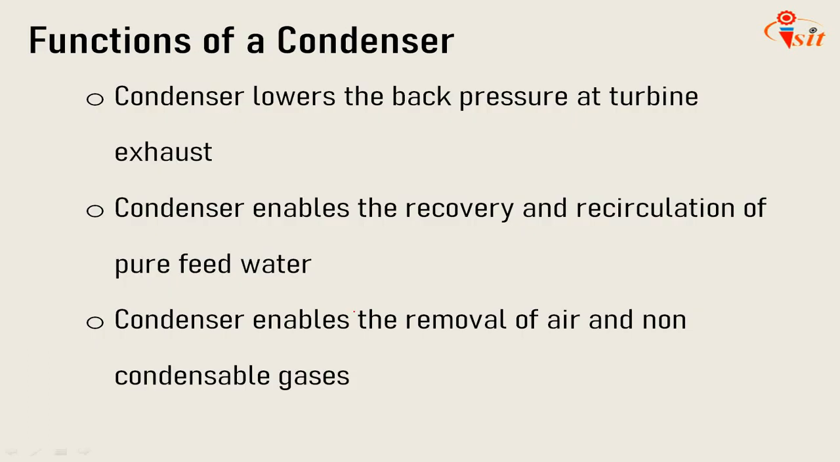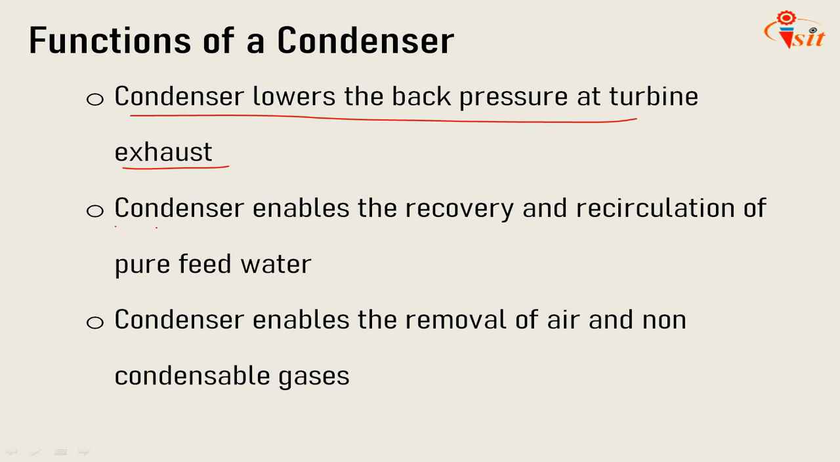Now this slide shows the functions of condensers. In a steam power plant, the condenser plays a very important role. The main functions of steam condensers are: first, condensers lower the back pressure at turbine exhaust. Thus steam expands through a higher pressure ratio across the turbine. It results in increased work done per cycle, improved thermal efficiency of the cycle, and of course reduced steam consumption.